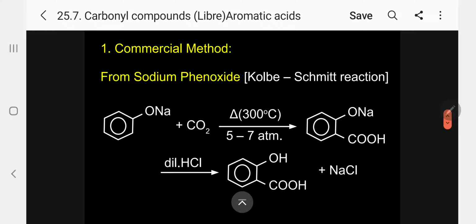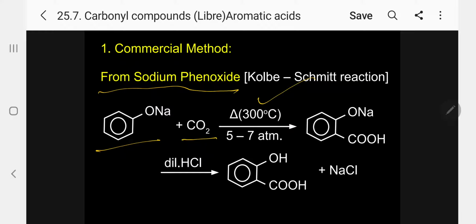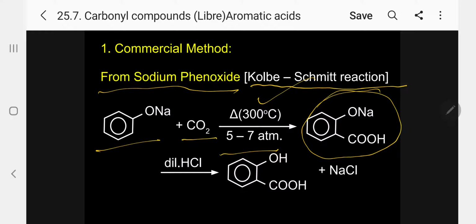So I am now discussing the commercial method. See here, sodium phenoxide and carbon dioxide. Temperature we are keeping at 130 degrees, pressure 5 to 7 atmospheres. This is called the Kolb-Schmitt reaction. First, this intermediate is formed, the sodium salt of the corresponding acid. This on treatment with dilute HCl produces salicylic acid. This is the commercial method.